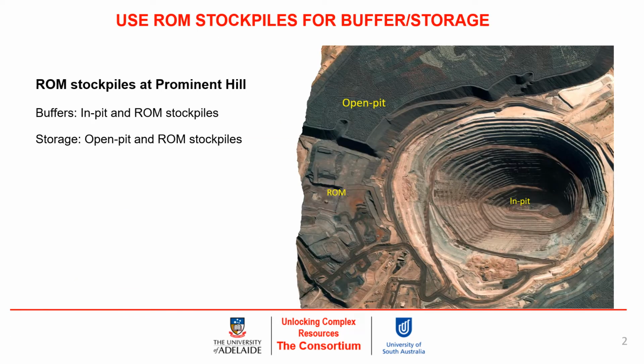At Permanent Hill, there are 3 stockpiling locations: in-pit, open pit, and room stockyard. At the moment, all material mined from the underground stope will be stockpiled at the in-pit location first, and then transported to the room stockyard using load and haul operations.